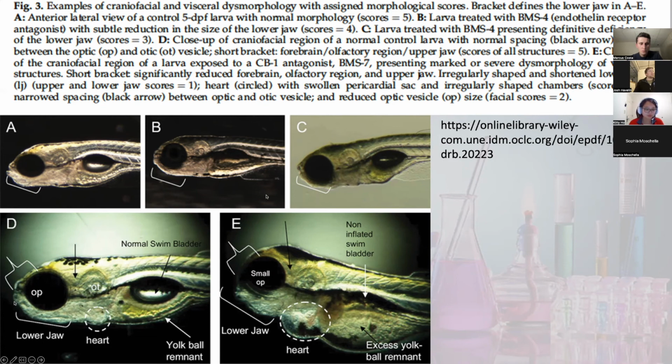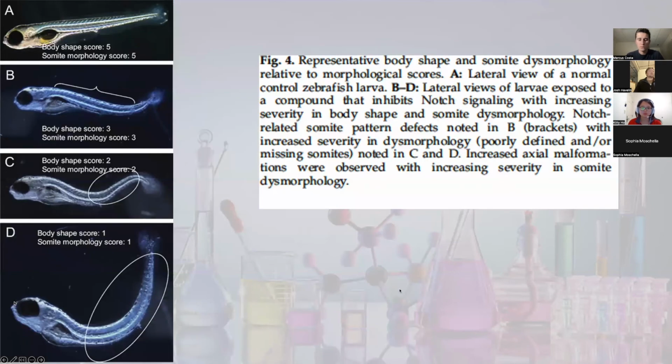So these are representative images of jaw structure. These are representative images of no inflated swim bladder versus a normal swim bladder, eye structure, jaw malformation, heart, enlarged heart, I guess you want to call it. I know some people tried to look at the heart. And then excess yolk ball remnant. So just meant to show you guys that.